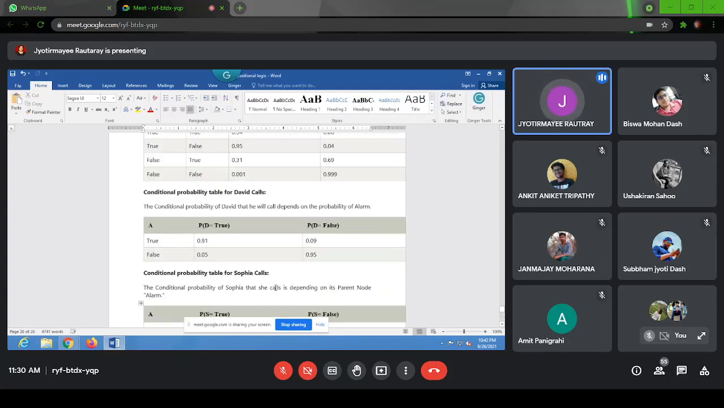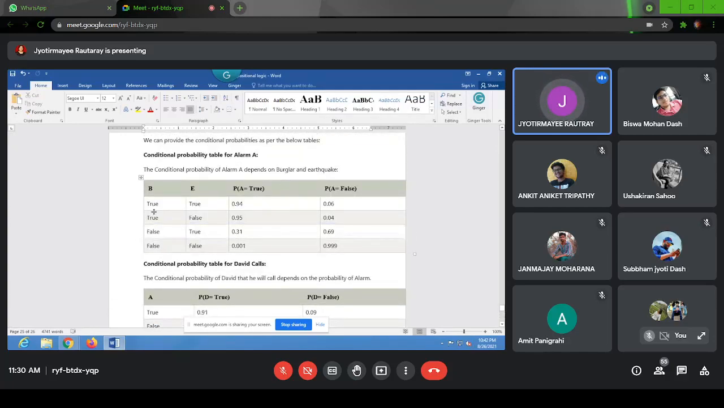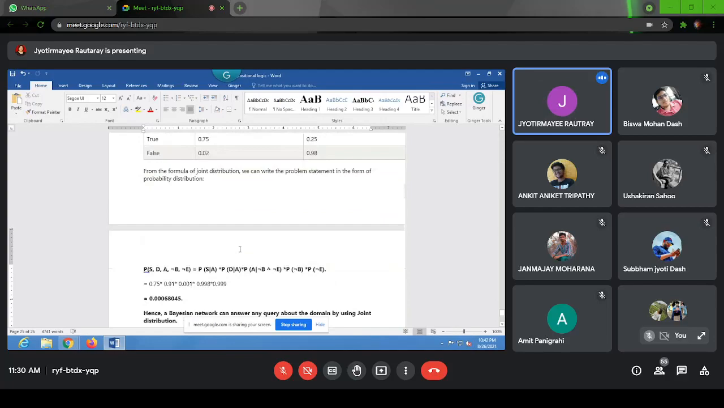So you have to go for this table. This table will be given. So negation of B, negation of E, where does it come from? Negation of B means the B value will be false. Negation of E means the E value will be false. At that time, what was the alarm value? So for negation of B and negation of E, the alarm value is 0.001. Okay.